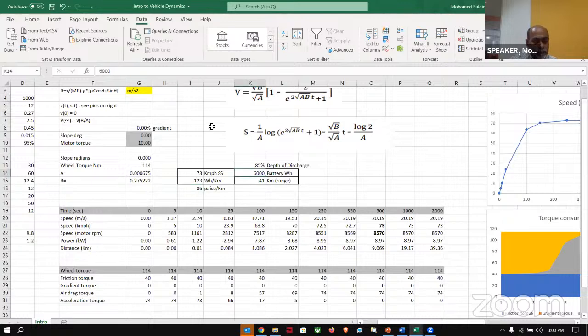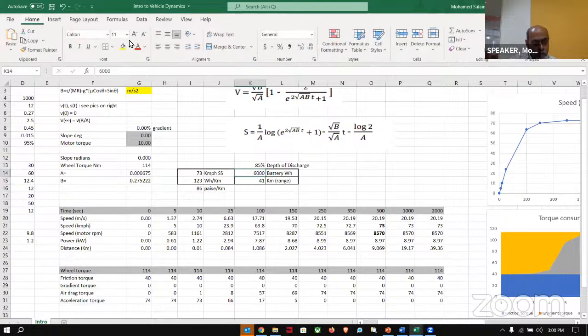This probably should be a gray cell. So let me change this as a gray cell. This is something you can change. Going to go to the home position. Pick this. So this is also a gray cell. You can change it. It's only a number. But if you know how big the battery is, you can predict what is the range you will get. You'll get 41 kilometers of range to drive in the way described here.